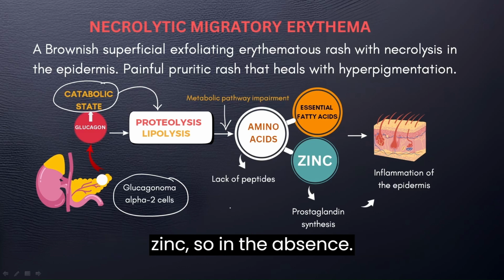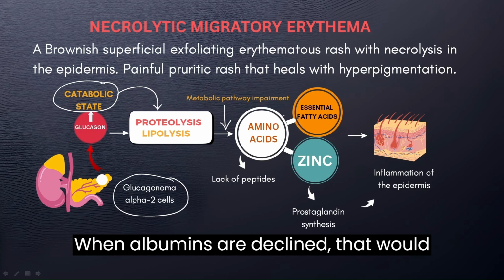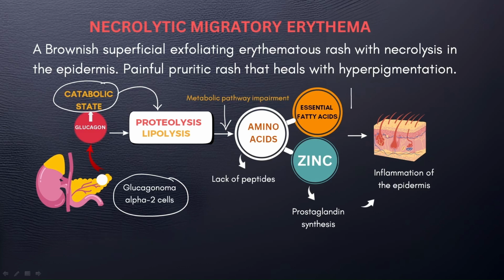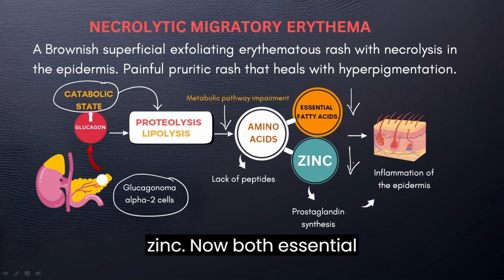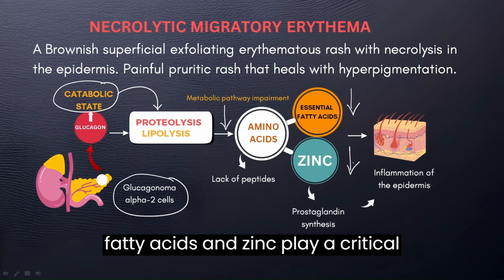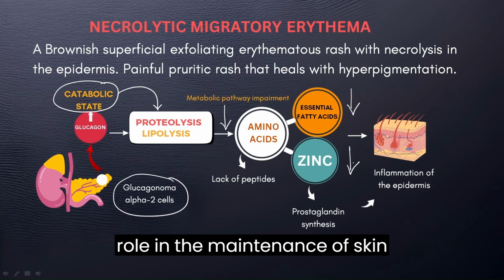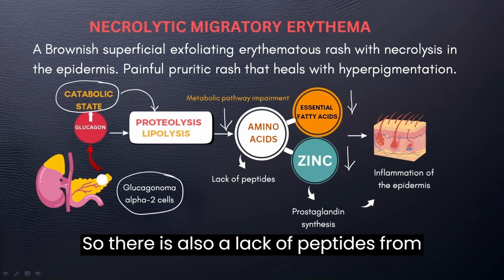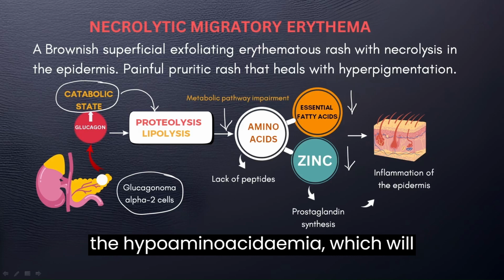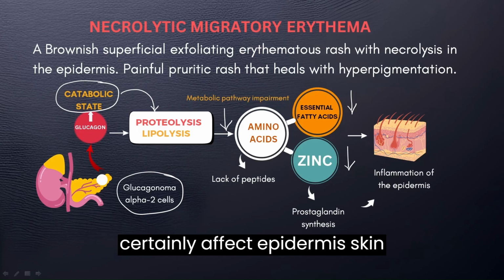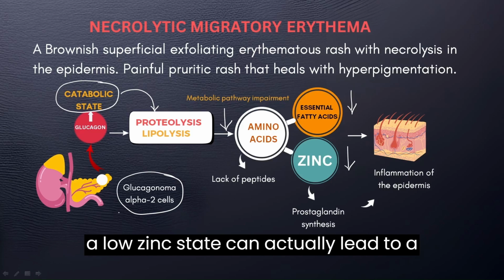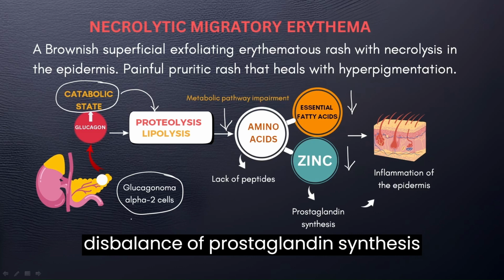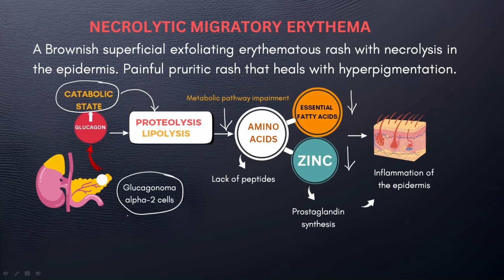So, when albumins are declined, that would also be reflected in low levels of essential fatty acids as well as zinc. Now, both essential fatty acids and zinc play a critical role in the maintenance of skin trophism. So there is also a lack of peptides from the hypoaminoacidemia, which will certainly affect epidermal skin maintenance. Now, a low zinc state can actually lead to a disbalance of prostaglandin synthesis that can lead to inflammation in the epidermis as well.